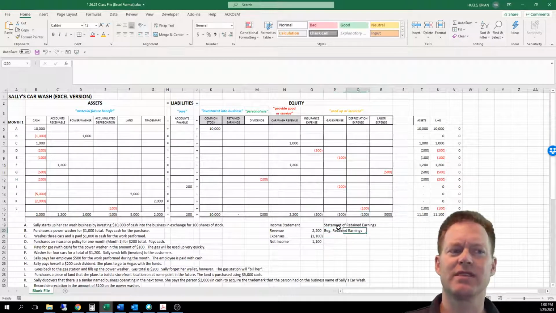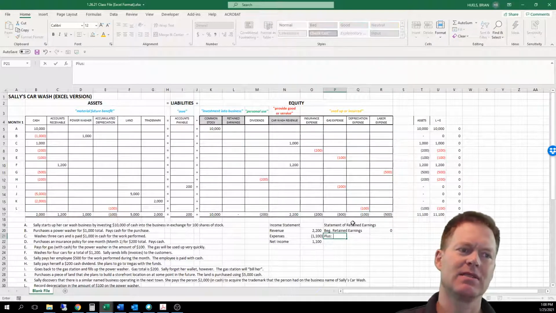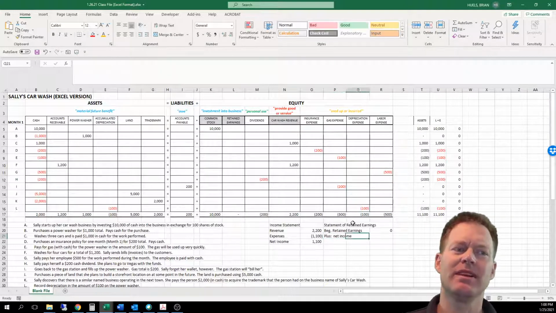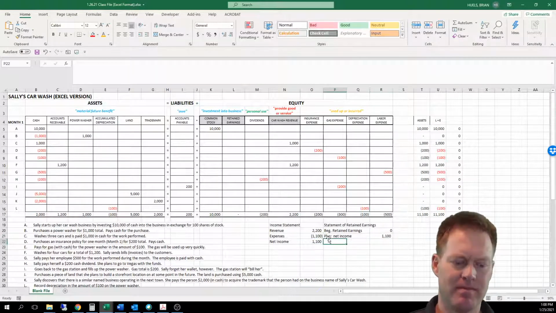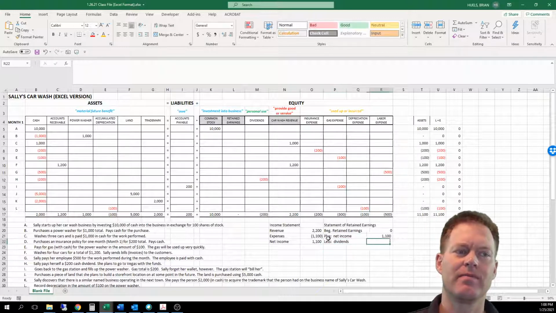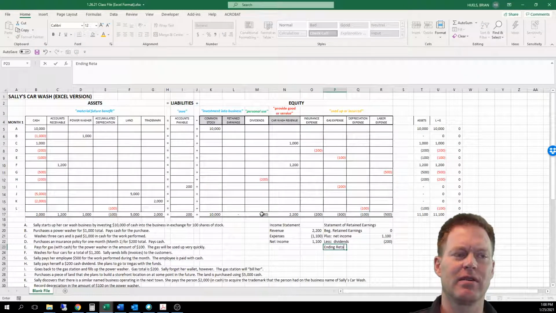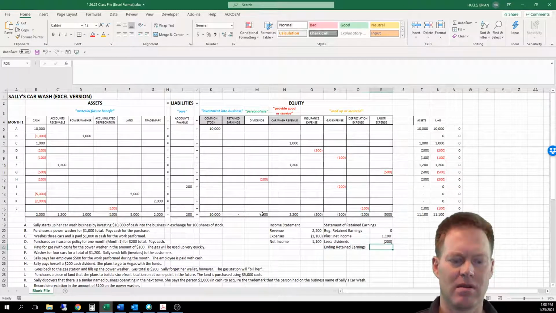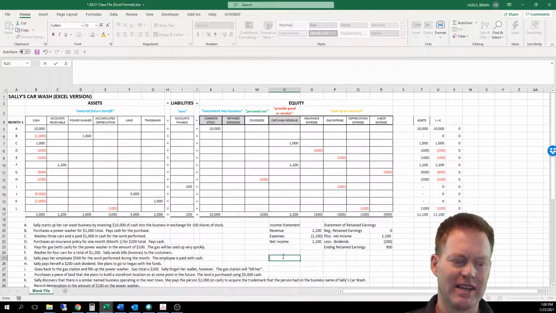So beginning retained earnings. Well, at the beginning of the period, we don't have any. We don't have any retained earnings. Plus net income. Well, the reason we do the income statement first is because we need the net income off the income statement. Less dividends. Equals the ending retained earnings. Right? There's our ending retained earnings. Super simple. Now, if we went further, we could then do a balance sheet, which is the third statement.